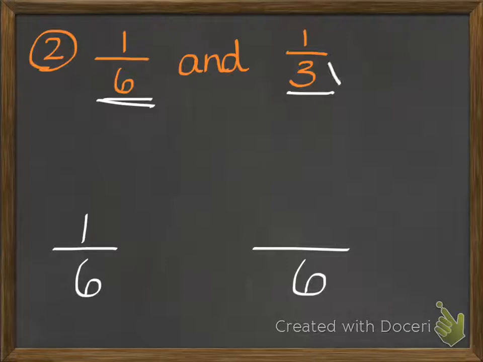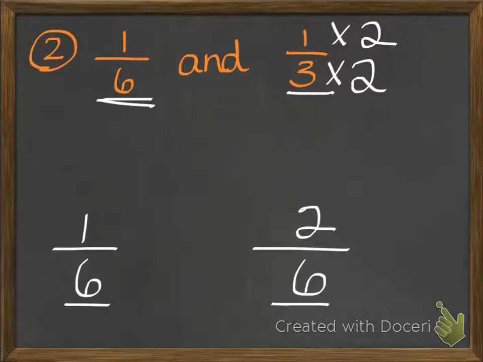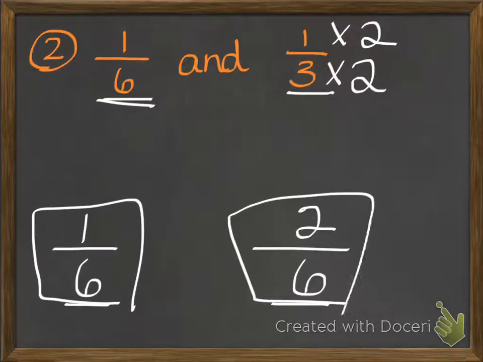In order to do that, I have to multiply that 3 times 2 to get 6. Whatever I do to the bottom, I have to do to the top. So I do 1 times 2 as well. 1 times 2 is 2. So now I have common denominators, and I have renamed the fraction by making a whole new fraction.